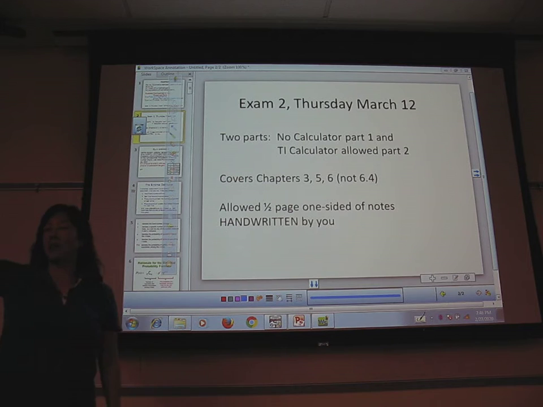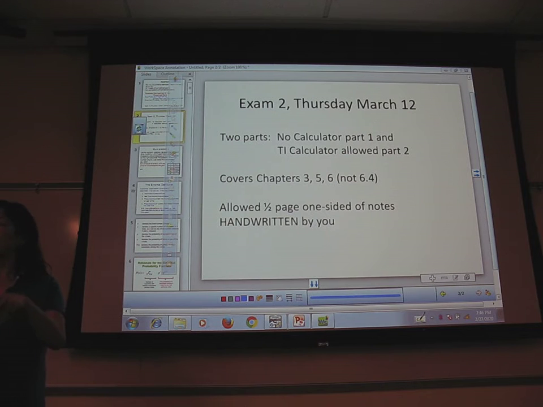Anybody have a TI-30 handy? Anybody have a TI-30 out there? It's this medium one. A TI-30 is too smart for this part. Yeah, hold those up. Those ones, way too advanced for that part. Those are not allowed for part one. Does everyone understand that? It has to be dumber than this one. Dumber than that, yeah. Exactly.